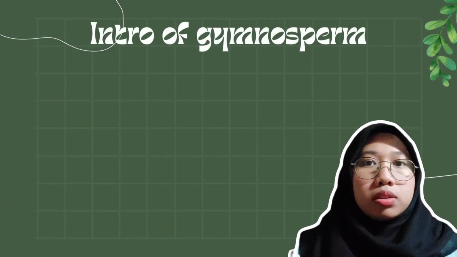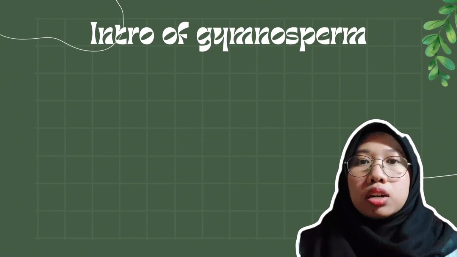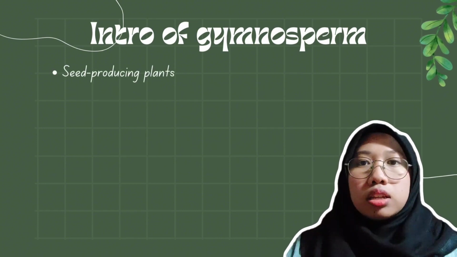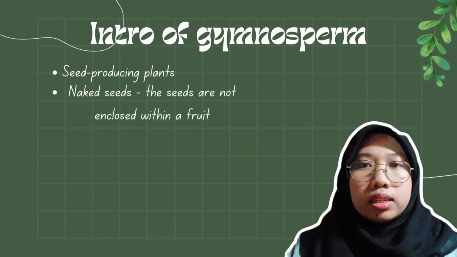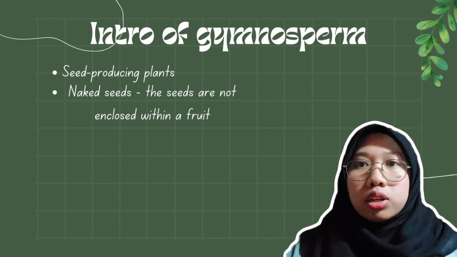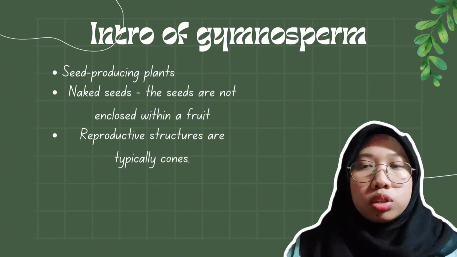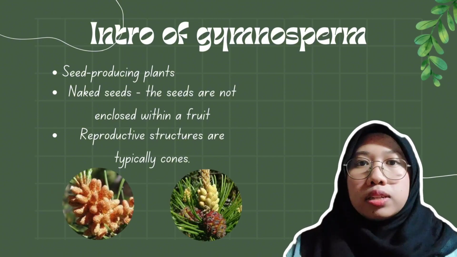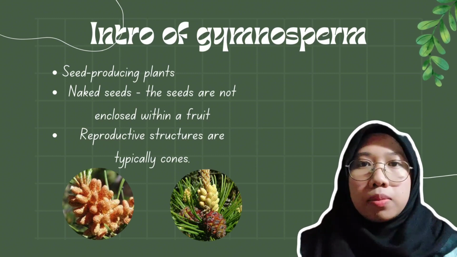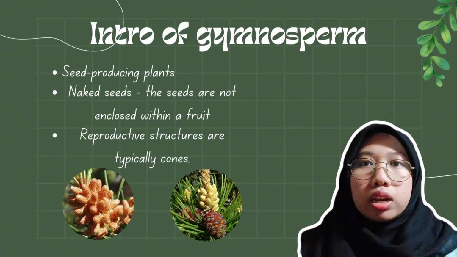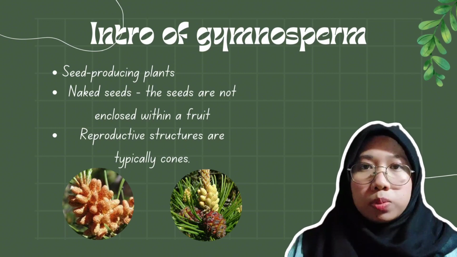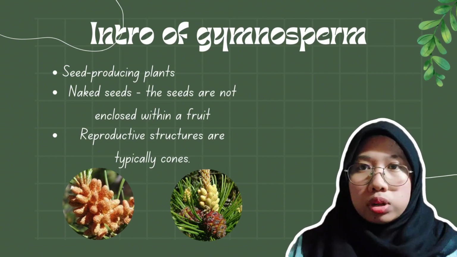Next, I will be explaining gymnosperm. Gymnosperms are a group of seed-producing plants characterized by the presence of naked seed, meaning that the seeds are not enclosed within a fruit. Their reproductive structures are typically cones with male pollen cones and female seed cones. Gymnosperms produce pollen for the transfer of male gametes, and the pollen is often carried by wind. Unlike angiosperm, gymnosperms lack true flowers.